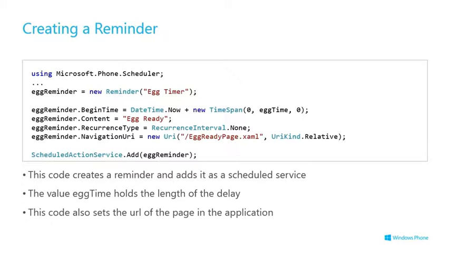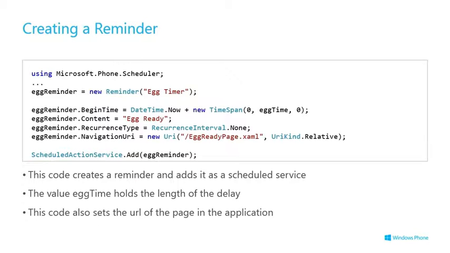So here's the deal. You have to new up a reminder object. You give it, obviously, the string there which is the title of it. You give it the time. Begin time is when you want that reminder to fire. The content is the text that shows on it. And then you have a recurrence type. So recurrence interval none means it just fires once. But you can have all the standard recurrences that you'll have with any reminder, so it could be hourly, daily, weekly, monthly, or yearly. So you've got different recurrence intervals. And then there's that navigation URI, which you point at a specific page in your application. There's no query string parameters on that, but you definitely can add them if you wish.